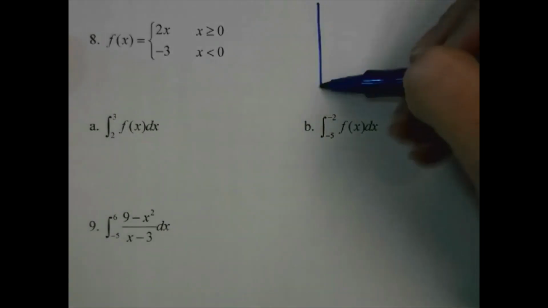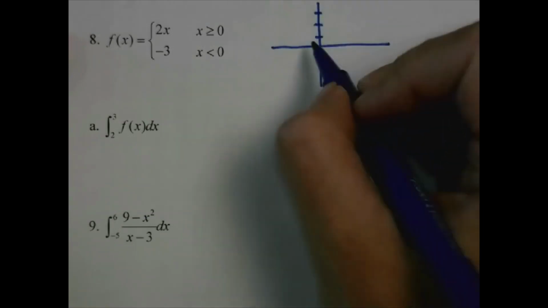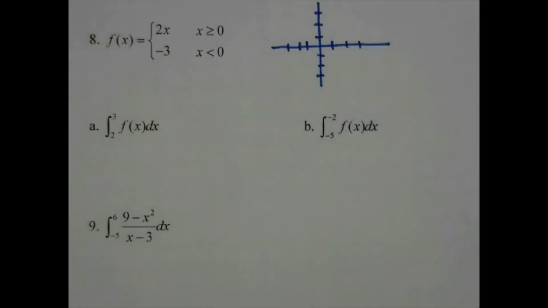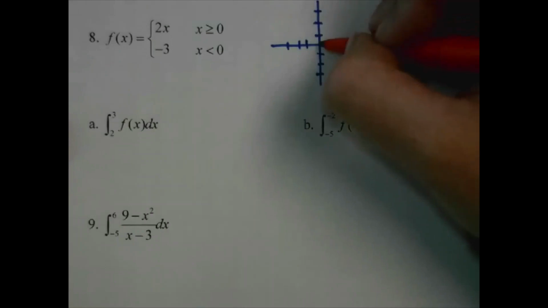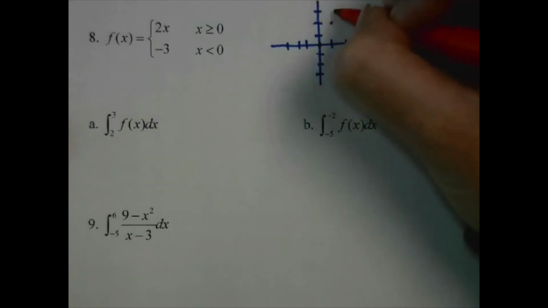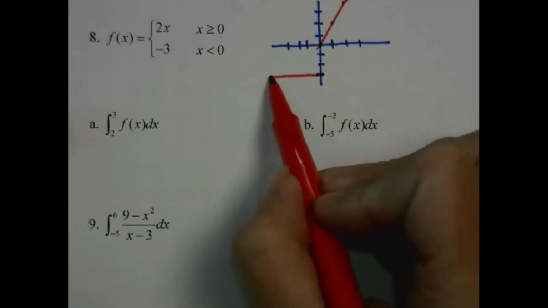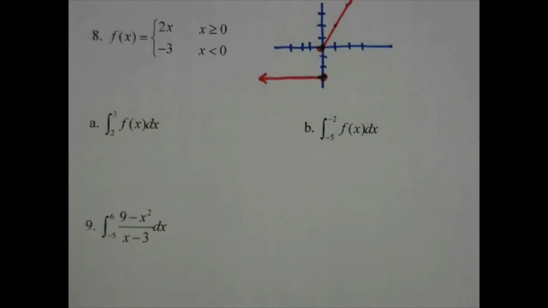Okay, next one, I am again going to go ahead and graph this piecewise function. So when x is greater than 0, we have the line 2x. So 0, 0, up 1 over, 2 over. And then when it's less than it, we have -3. So we have a closed dot here, an open dot here. So there's our graph.